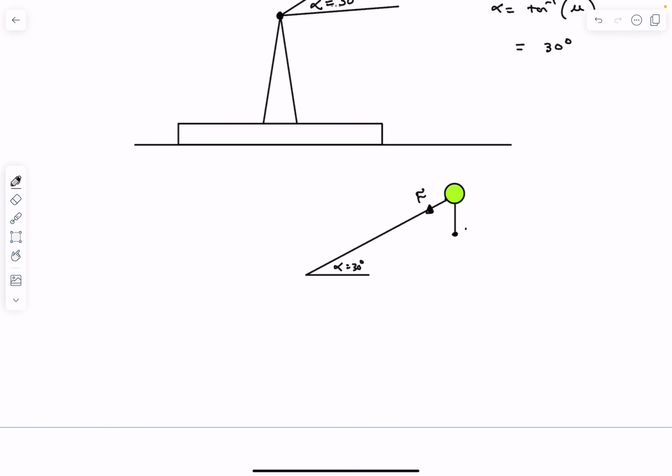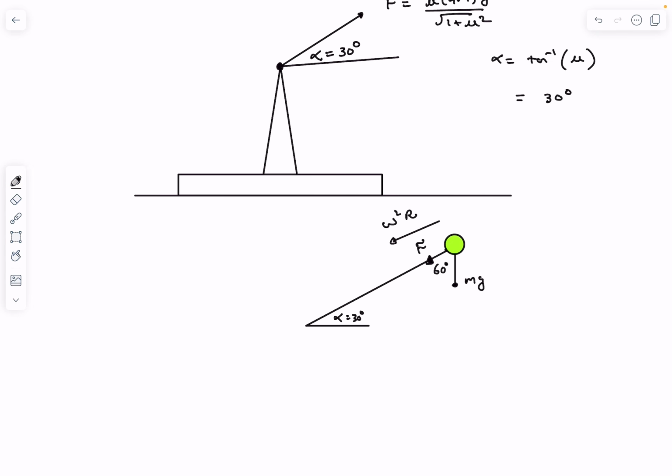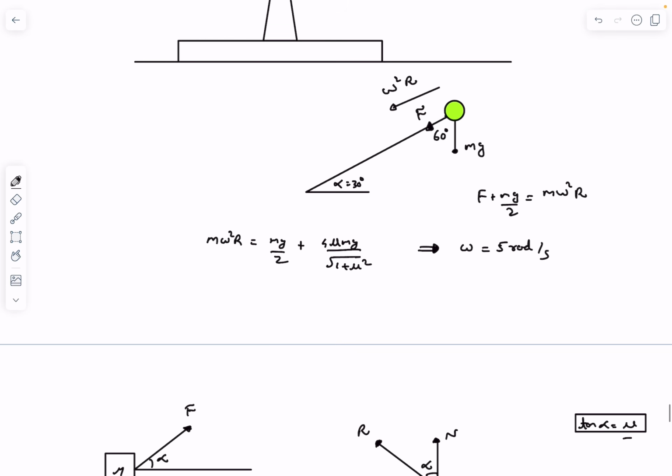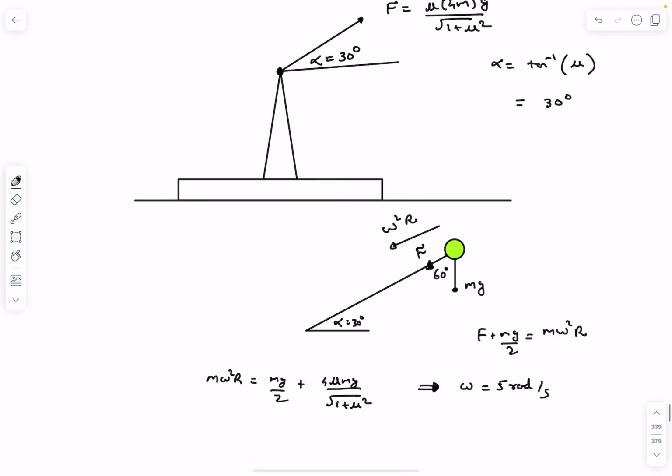And there is also the ball's weight acting downwards. And this angle is 60 degrees. And the acceleration of the ball is omega squared r. Now we can apply force balance along the radius. So we can say F plus mg by 2 is equal to m omega squared r. So from here we can put the value of F into this equation. And after solving these two equations, you'll get the value of omega as 5 radians per second.